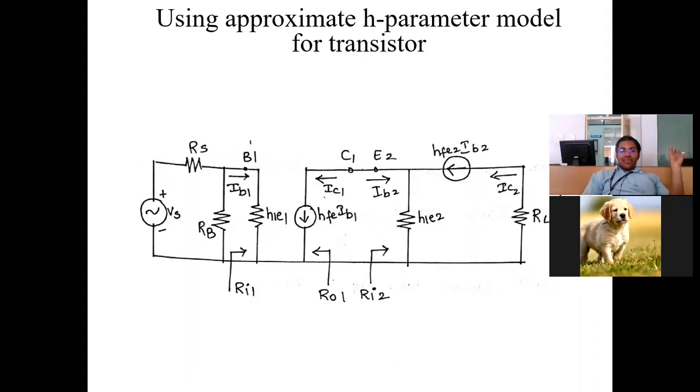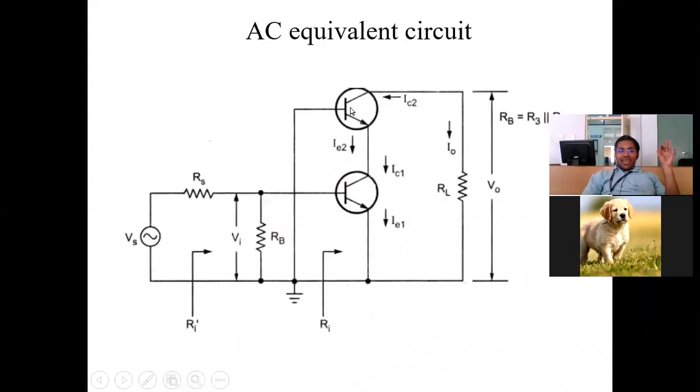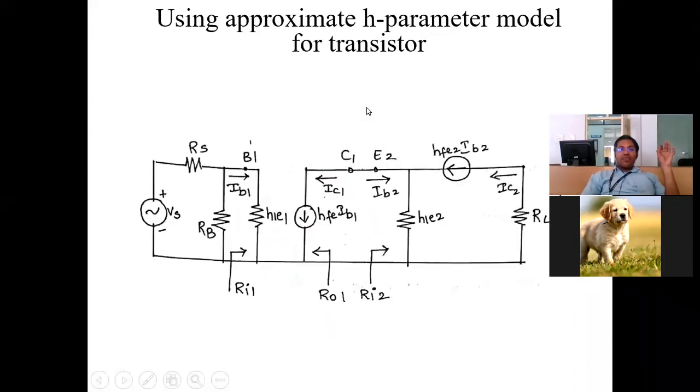So this is the equivalent. Now, when you analyze the parameters of this, here I cannot apply KCL, KVL directly because this is like a black box. I don't know what is happening inside. That is why we have replaced it by an approximate model. Now I know what is happening. I know what current is flowing, I know what the resistance is. Now I can use my KVL, KCL.